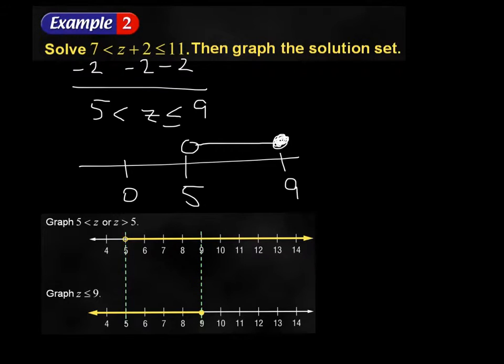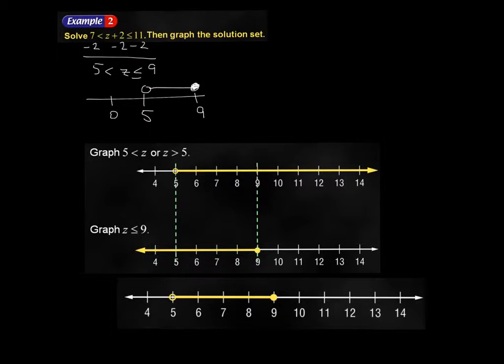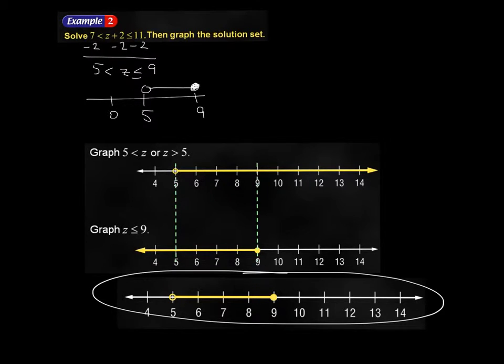The book shows this by graphing z is greater than 5 and z is less than or equal to 9, both graphs, and then combining them. In my mind, I think it's okay just to start with the simple graph that they end with. I think my solution of just open circle on the 5, z is bigger than that, so I'm going to the right until I get to closed circle on the 9, means the same thing as what they did.